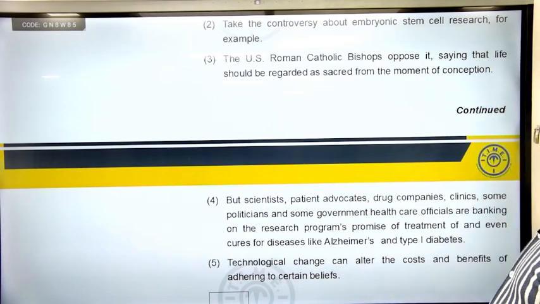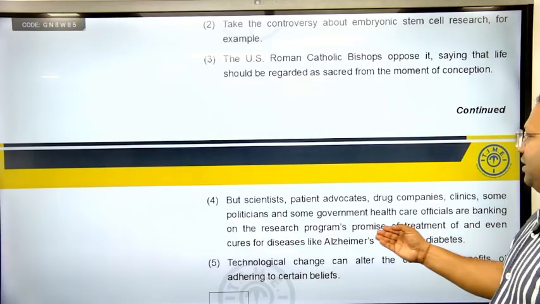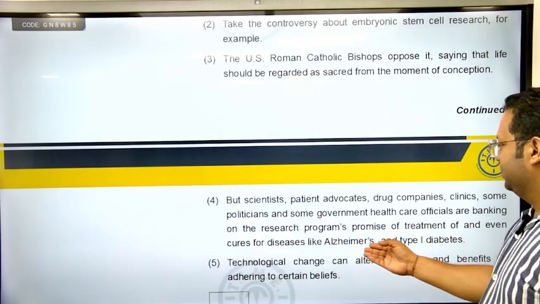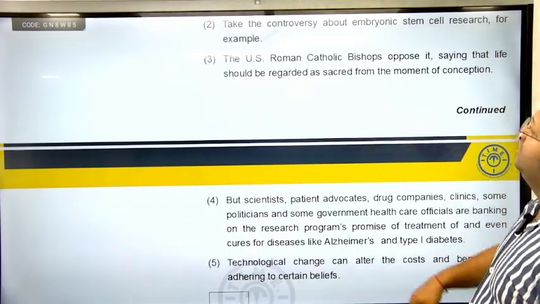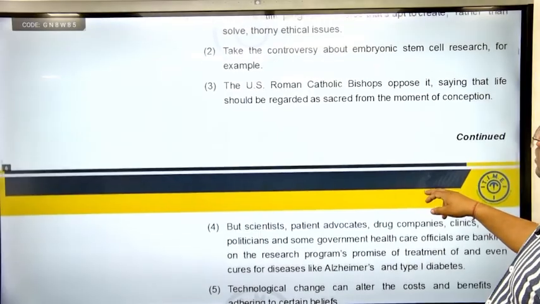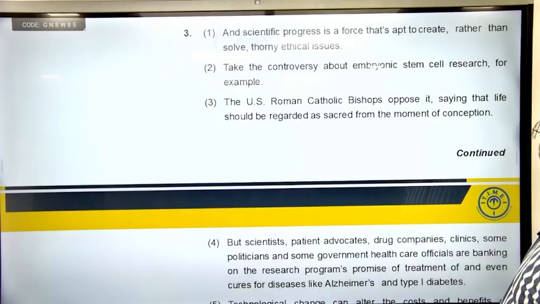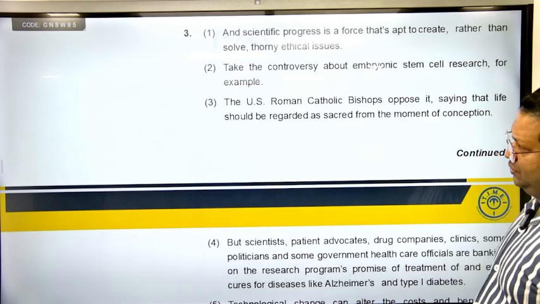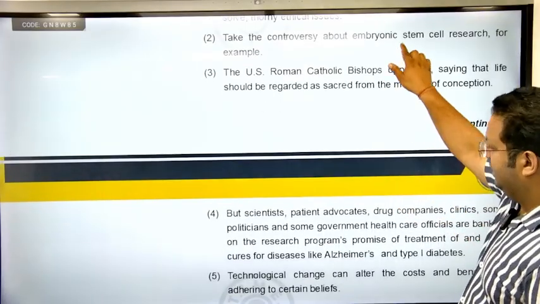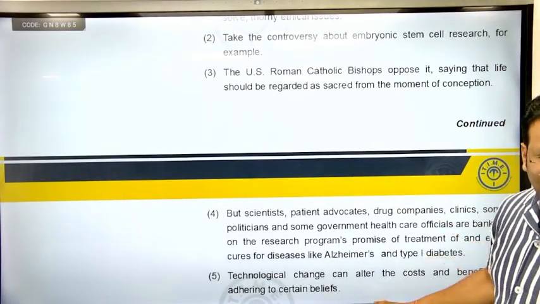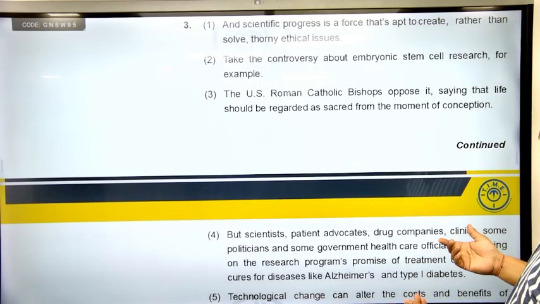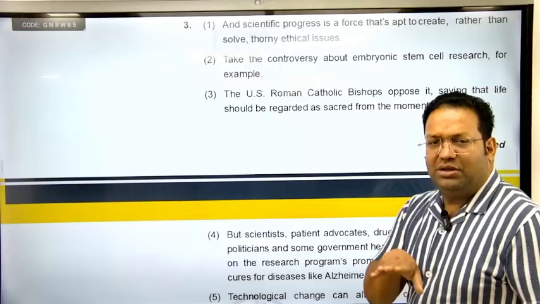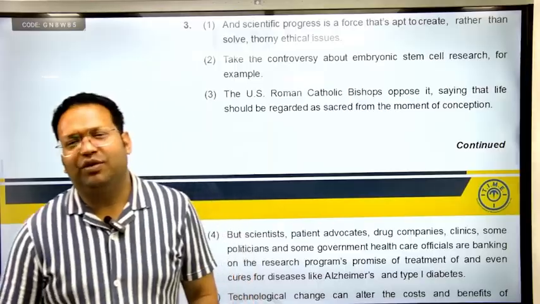But scientists, patient advocates, drug companies, clinics and politicians, some government healthcare officials are banking on the research program's promise of treatments and even cures for diseases like Alzheimer's and type 1 diabetes. And the first one says take the controversy. Sorry. And scientific progress is a force that's apt to create rather than solve thorny ethical issues. So this is saying something similar, I don't know what. It says scientific progress is a force that is apt to create rather than solve thorny ethical issues. So it is not part of the discussion. So this should be the odd one out.